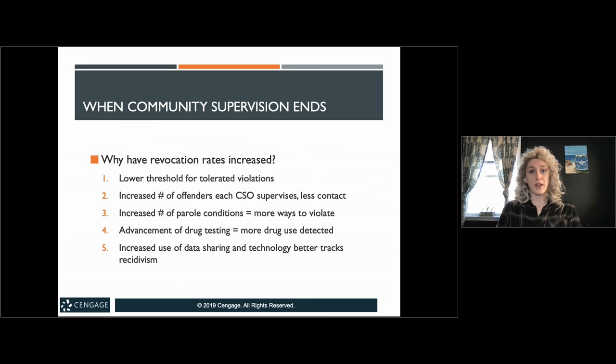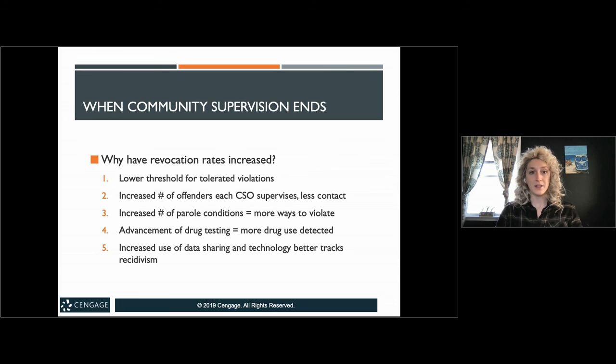So why have we had revocation rates increasing in recent years? There's 5 reasons for this. First, there's a lower threshold for tolerated violations. That simply means that we're not allowing offenders to violate as many times before we're bringing them back for a revocation. There's an increased number of offenders that every community supervision officer is supervising, which means these officers are having less contact with those offenders. So they're not able to be as much of a part of that rehabilitation process as we would like to be. There's also an increased number of parole conditions, so there's more ways that the offender can violate that. We also have advanced drug testing now, so we can detect more drug use.